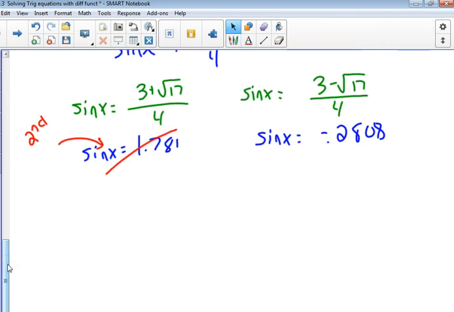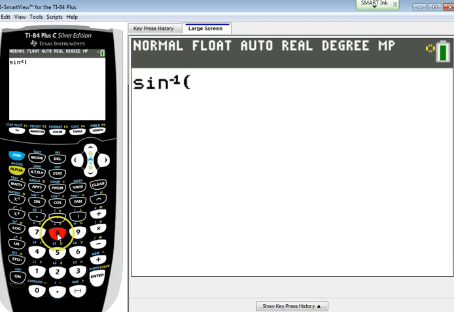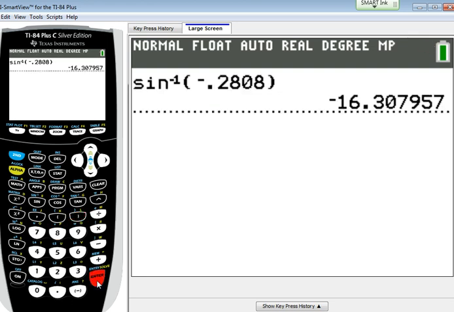Alright, so let's try this next one. Negative 0.2808, is that it? Okay, so negative, what do they want us to round to here? Nearest, oh, nearest 10th too. So negative 16.3.